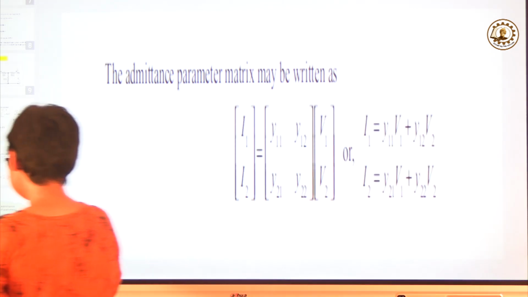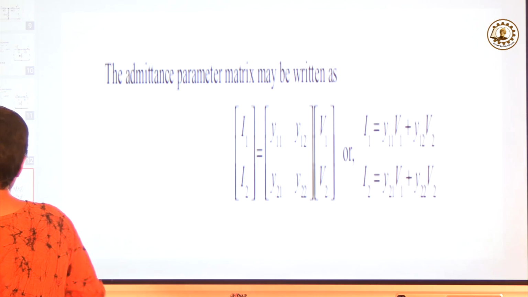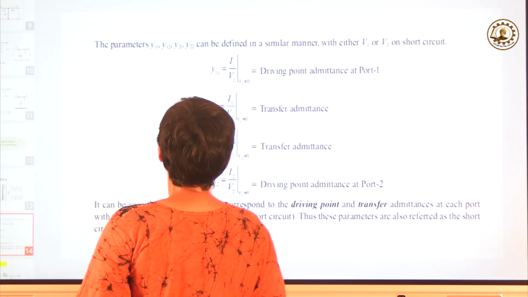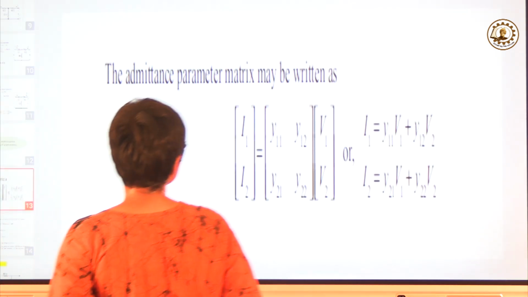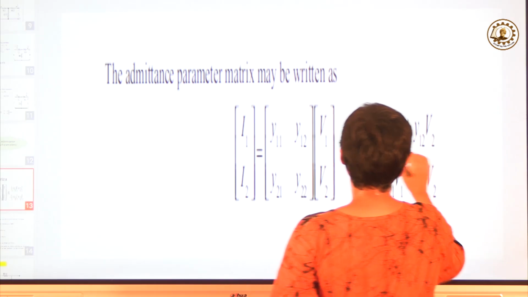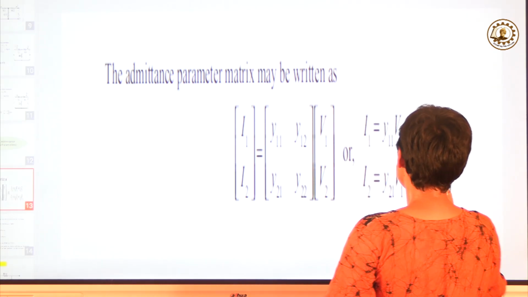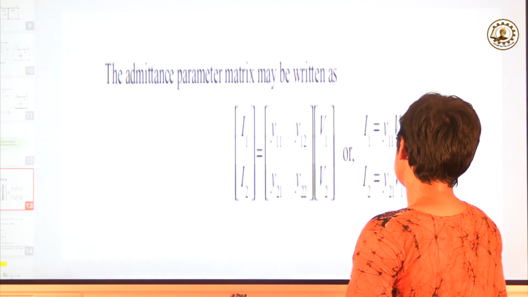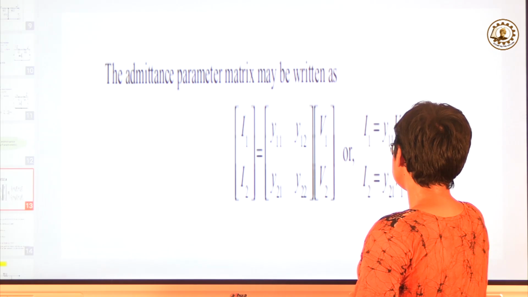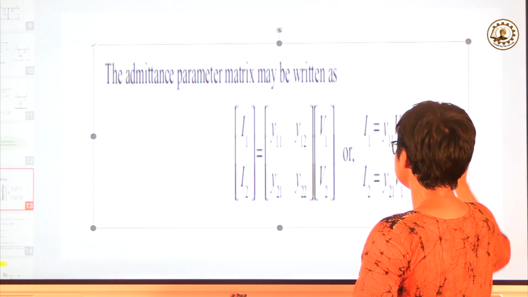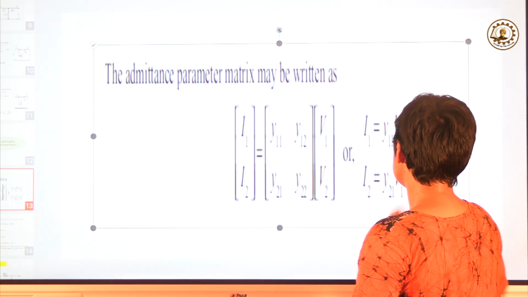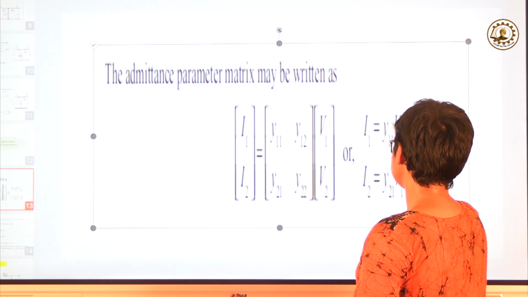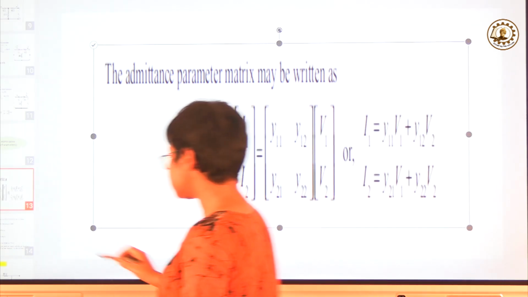In a similar way as we have done for Z parameters, now we have to find Y11, Y12, Y21 and Y22. In order to find Y11 we have to keep V2 equals to 0. Then Y11 will be equal to I1 by V1 at V2 equals to 0.